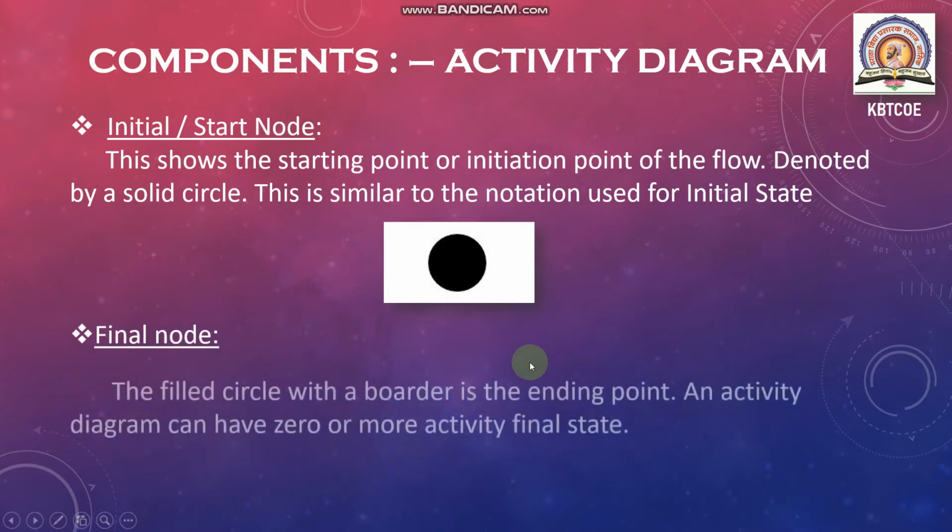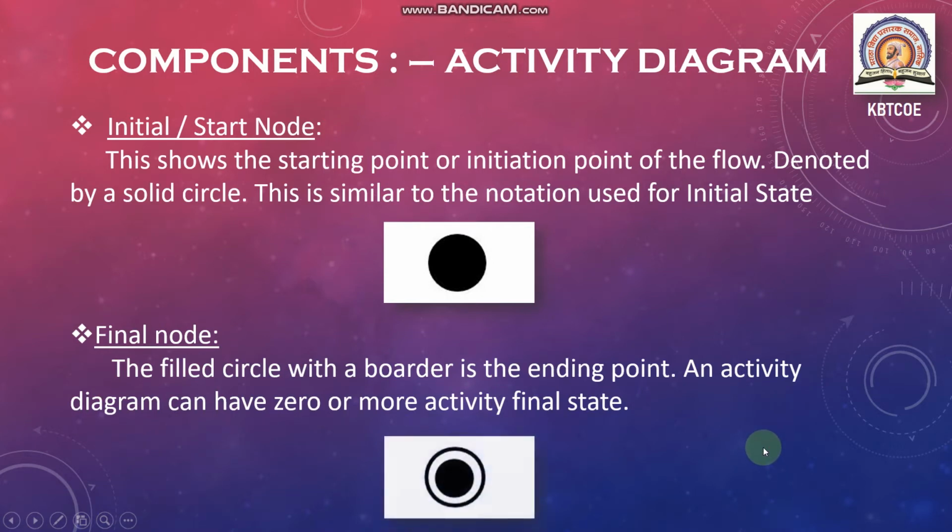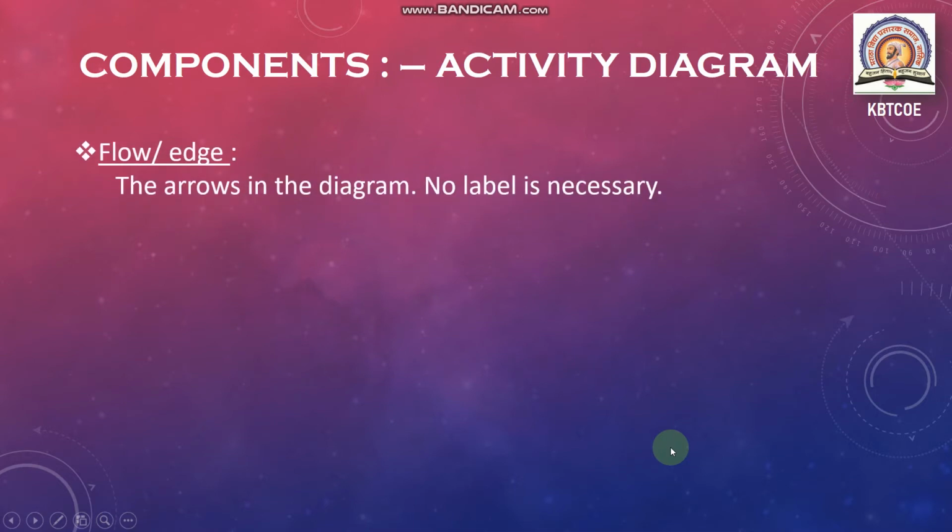Final node. The filled circle with a border is the ending point. An activity diagram can have zero or more final states. This is the diagram using which we can show the final state in our activity diagram. Flow or edge. The arrow is used in the activity diagram to show the transition from one activity to another.